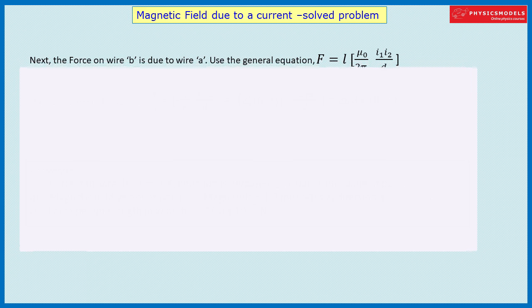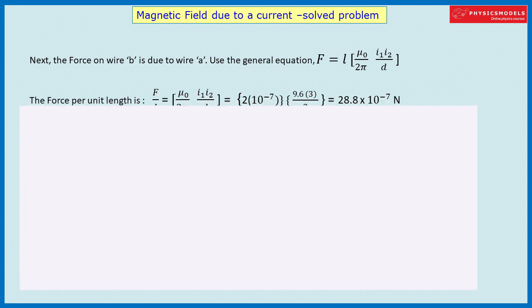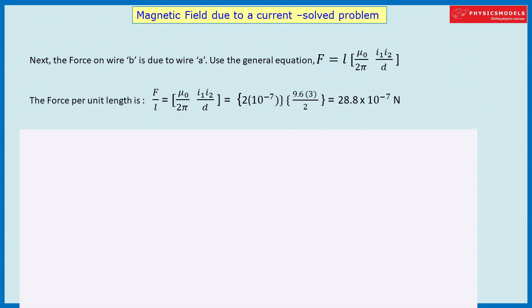The net force in the wire B due to wire A can be found by the general equation F is equal to L into mu 0 by 2 pi into I1 I2 by D. Therefore F by L will be mu 0 by 2 pi into I1 I2 by D. Plug in the values for mu 0 by 2 pi. I1 is given as 9.6 amperes. I2 we found out as 3 amperes.